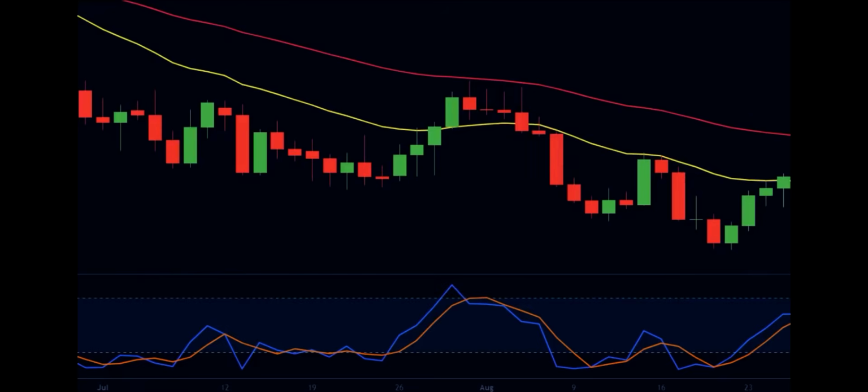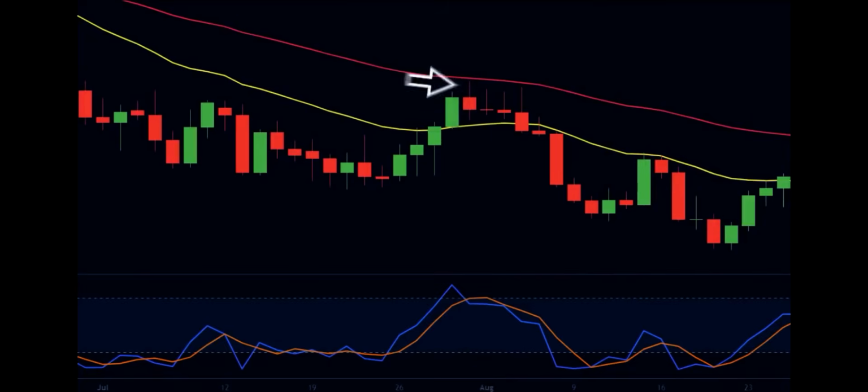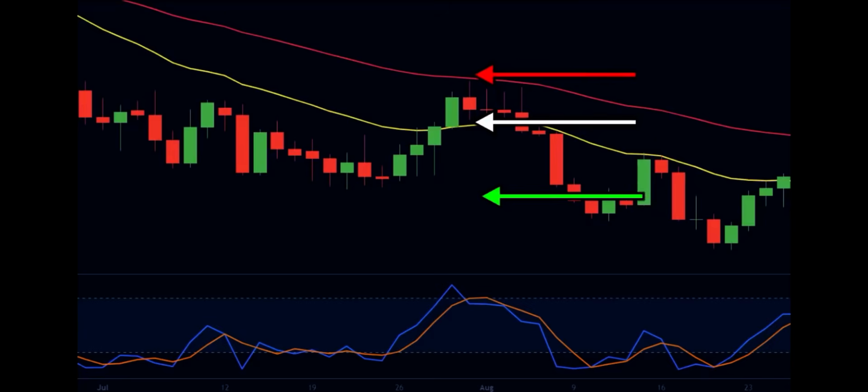Now, all we have to do is wait for a bearish crossover on the stochastic. On this candle, we see that the stochastic gives us a sell signal. Hence, we will place a sell order below the low of this candle. We can keep our stop loss above the high of the candle, and we can place our targets at 1:1.5 risk-reward ratio. And as you can see, the price achieved our target with ease. So that brings us to the end of this video.